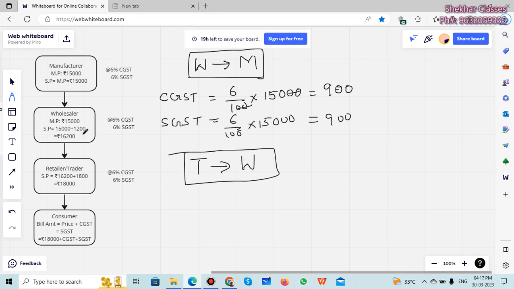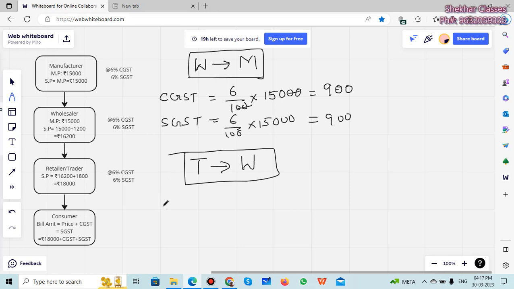The mark price is 15,000, but since the wholesaler wants to have a certain profit, he has sold it for 16,200. Why 16,200? Because he wants a profit of 1200. I think you can easily calculate. He bought it for 15,000, but since he wants a profit of 1200, that profit has to be added to the price to get the selling price. So the selling price for the wholesaler is 16,200. Now what is the rate?